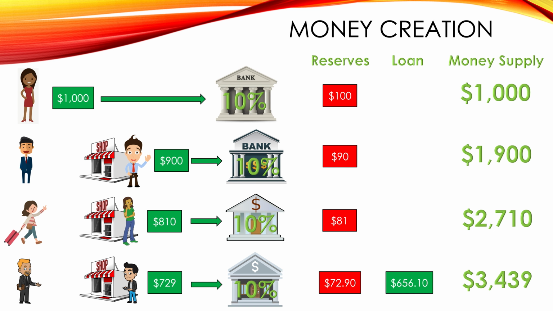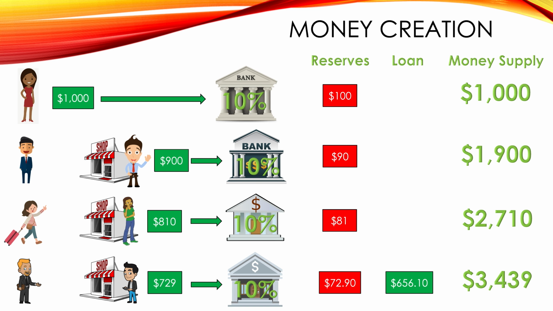Because we can keep going through the cycle over and over and over again. When will this stop? It'll stop when the amount is too small to take 10% of anymore, right? So that's how the money creation process works. This is how the money supply actually expands. When loans are made, that creates new money.